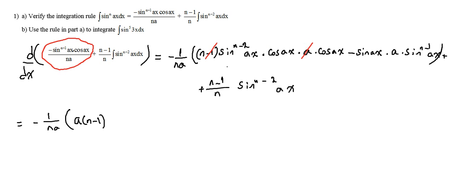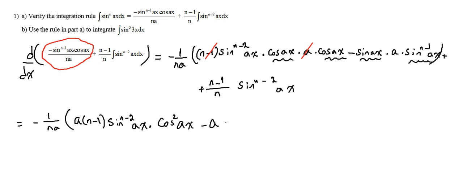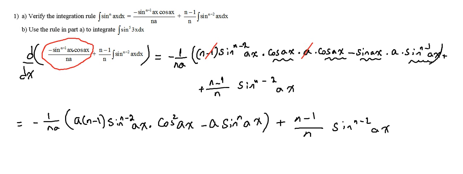We have sine to the power n minus 2 ax times cosine ax. Cosine ax is cosine squared ax, minus a, this is sine power 1, and this is sine power n minus 2, so it gives me sine to the power n ax, plus this value over here, n minus 1 over n sine to the power n minus 2 ax. Let's see what we can do else.